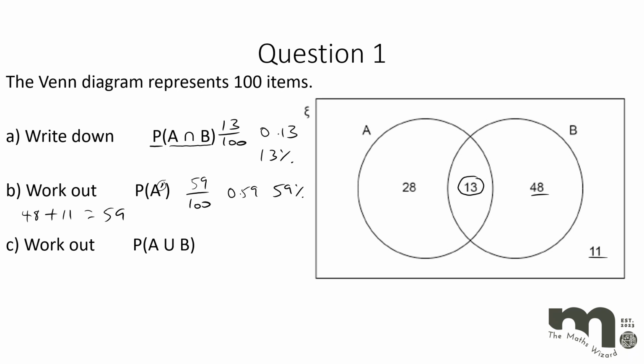And your bottom one, so this is the probability of A, and then you've got this U symbol, and then B. So that means anything that's inside the diagram, essentially. So anything that's A or B. So we're excluding the 11 that's on the outside of the diagram there. So if we take that 11 off 100, we're left with 89. So that's 89 over 100, or 0.89, or 89%.